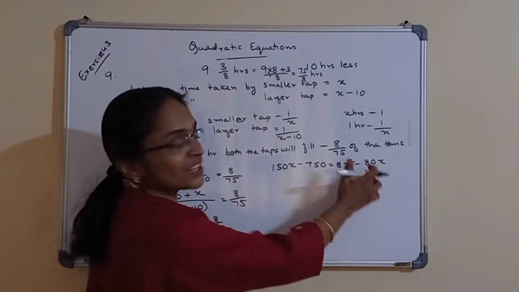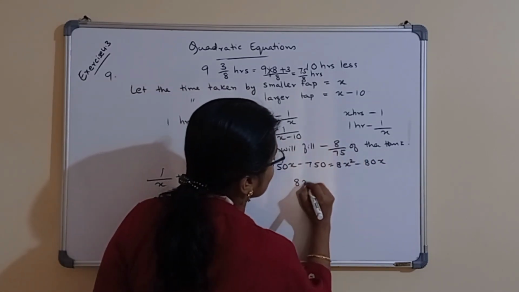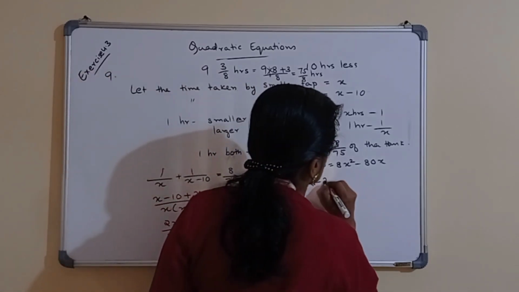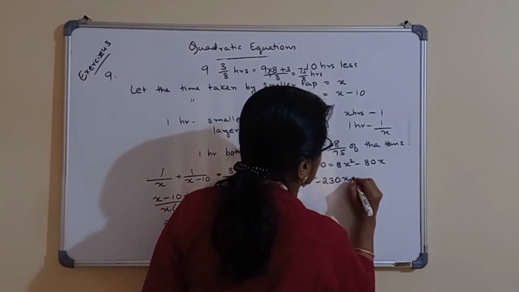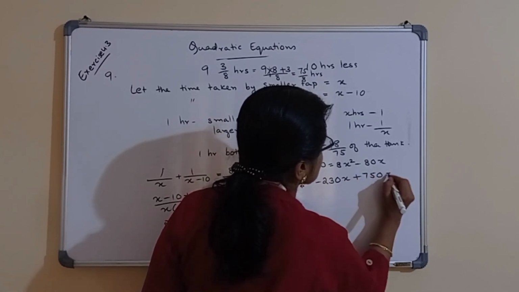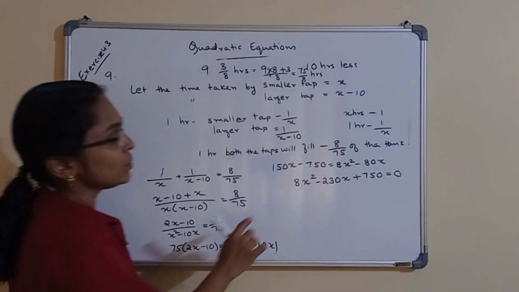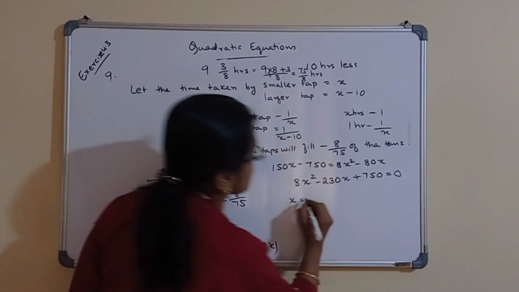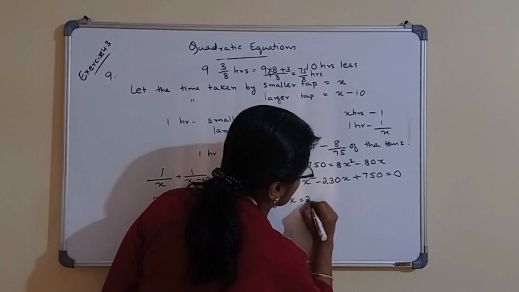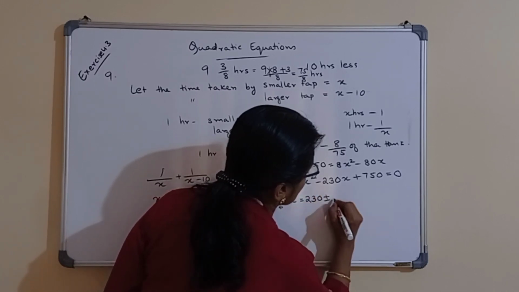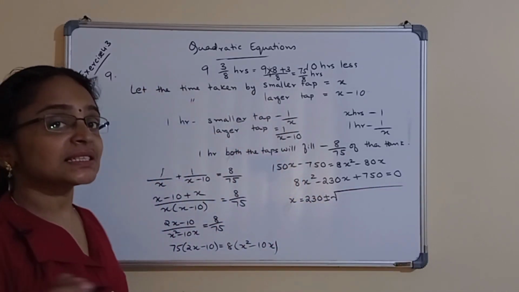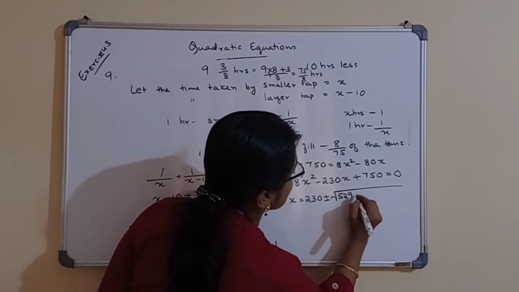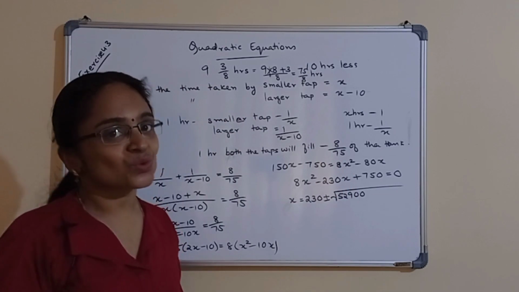We can bring this to the right hand side. So we will get 8x square minus 80x minus 150x is minus 230x, then plus 750 is equal to 0. Now we can solve this. x is equal to minus b, which is minus of minus 230, which is 230, plus or minus root of b square. What is 23 square? It is 529. Then add 2 zeros because it is 230.